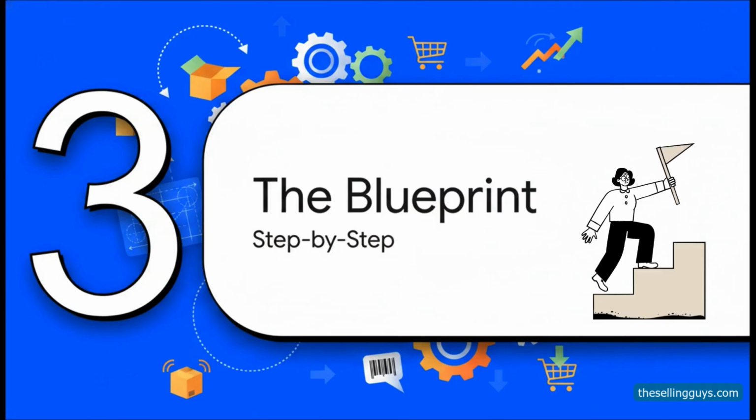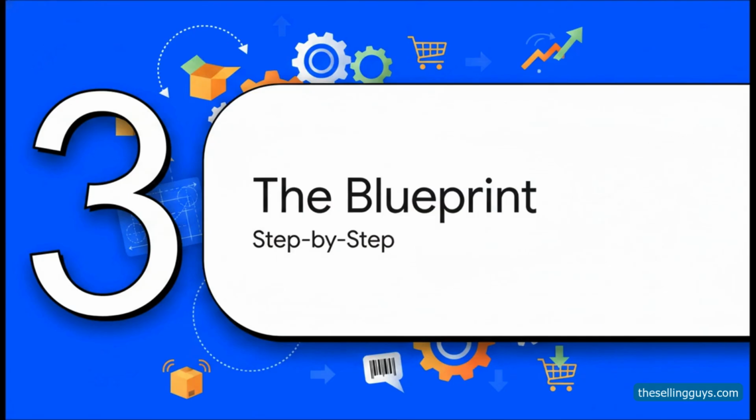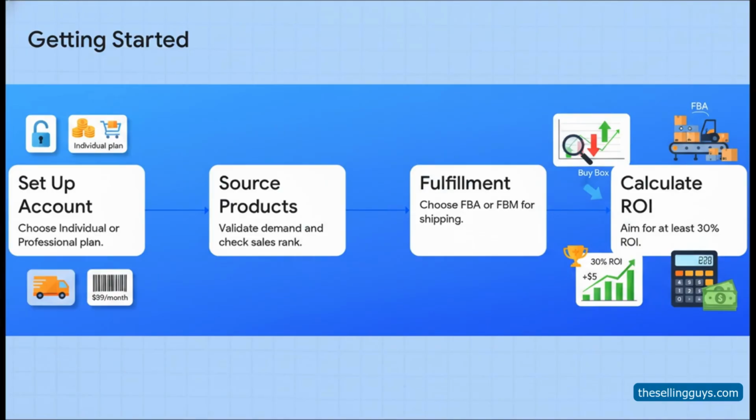Section 3, the blueprint step by step. Now that you know the paths, let's build the engine. Step 1 is setting up your account. You either go with the free individual plan or the $39 a month professional one. Step 2 is sourcing, where you actually validate demand. Step 3 is a massive one, choosing your fulfillment method. Do you ship items yourself or use fulfillment by Amazon FBA, where they do all the heavy lifting? FBA is highly recommended if you want to win that buy box.